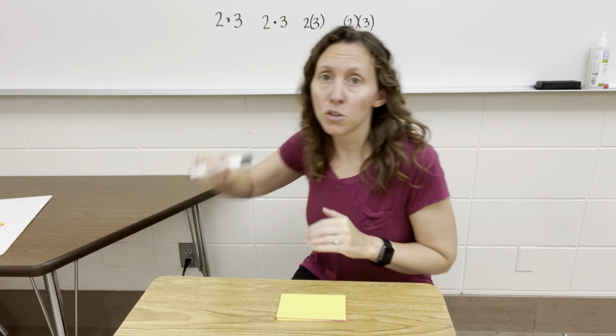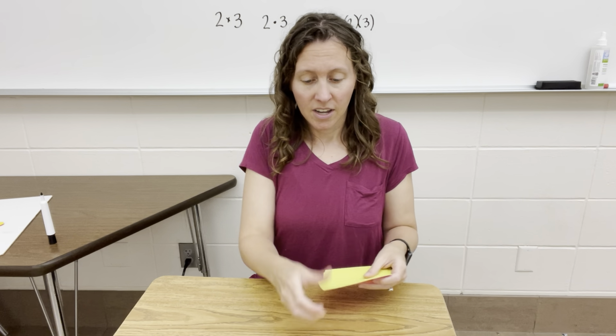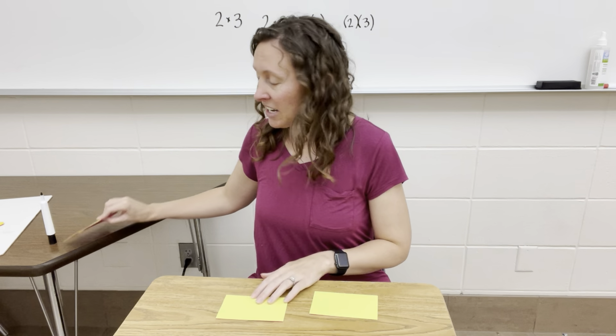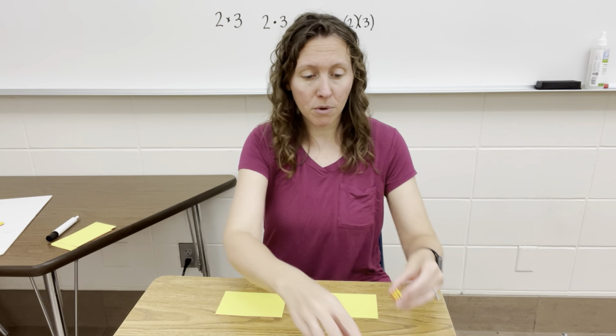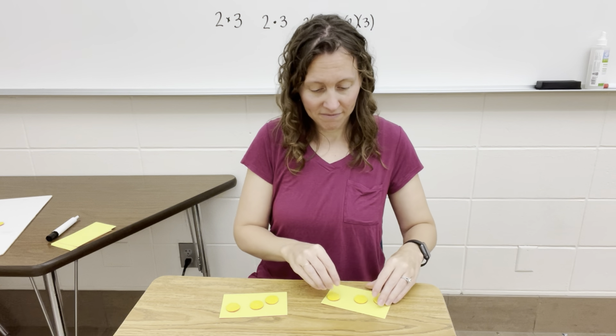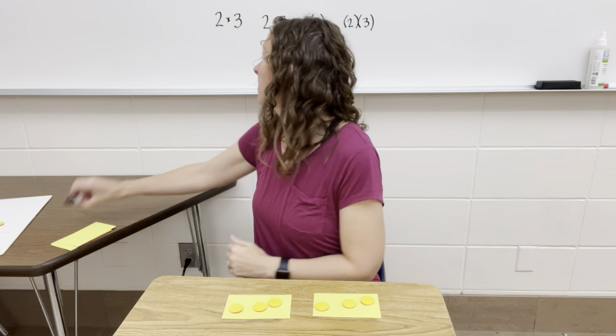Let's first model 2 times 3 with some integer chips. I have 2 groups, and in each of those groups, I'm going to put 3 positives. Right? So altogether, I have 6 yellows, so that is positive 6.